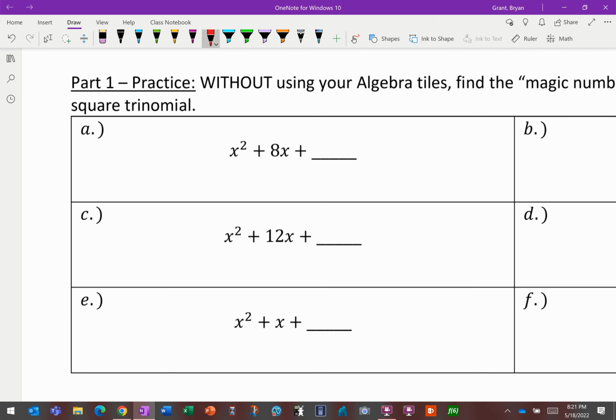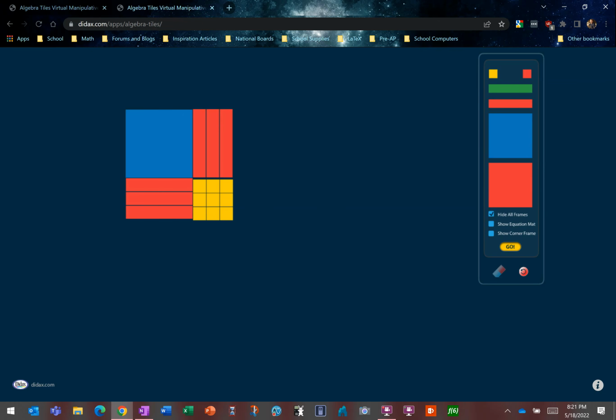I still think, though, that it helps you to envision what's happening. So if I want to find the number to add on here, we know we need to split our x's in half. I need to take half of 8. That half of 8 is like when we did half of 6. We got 3. So picture half of 8 is 4. So there's going to be a 4 and a 4 right here.